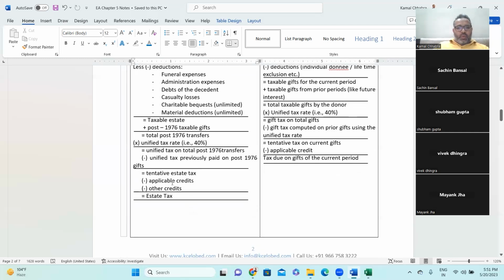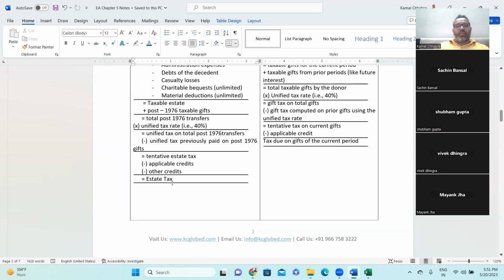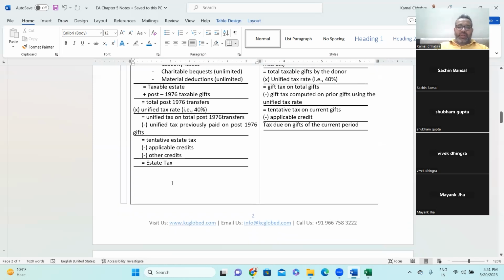Then total post-1976 transfers are multiplied by the unified tax rate, that is 40%. So estate and gift are both taxable at a 40% tax rate, right? Then you reach the unified tax on the total value, minus unified tax if you have already paid. Then you reach the value of tentative estate tax, minus any tax credit or any other credit which you have already paid. The remaining will be estate tax payable.